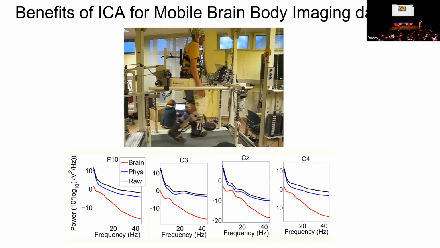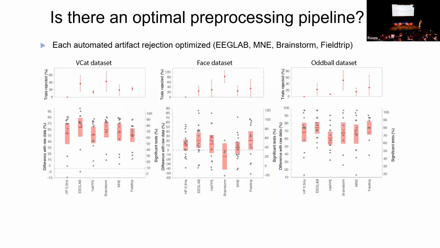Yeah, and this was published in 2012 in Neuroimage. I just forgot to put the reference here. So yeah, Arno also compared all the different pre-processing pipelines in the different toolboxes. So he compared EEGLAB, MNE, Brainstorm, and FieldTrip.